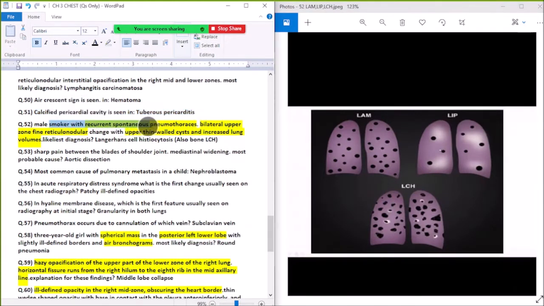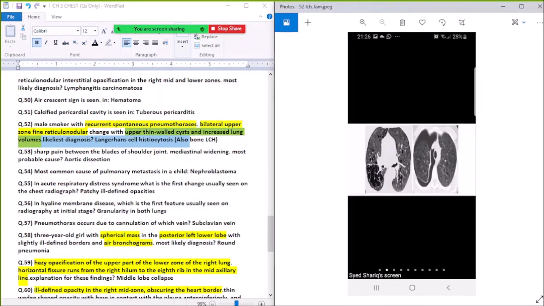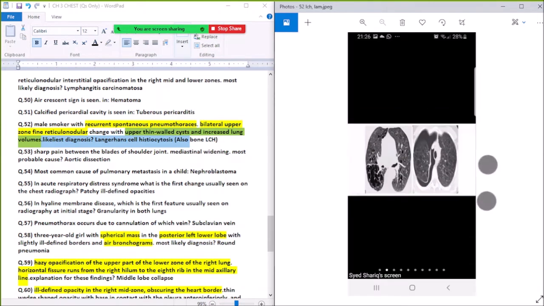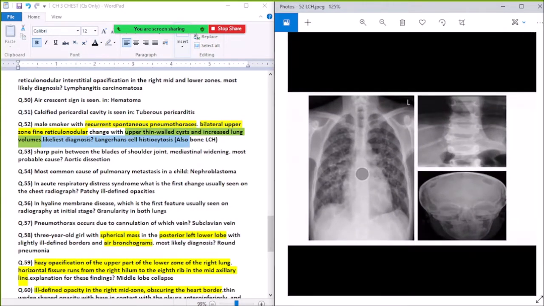Question 52. A male smoker with recurrent spontaneous pneumothorax, bilateral upper zone fine reticulation, upper thin wall cysts and increased lung volume is likely diagnosed with Langerhans cell histiocytosis. In a smoker, the commonest such disease is Langerhans cell histiocytosis. Also, there are skeletal manifestations.